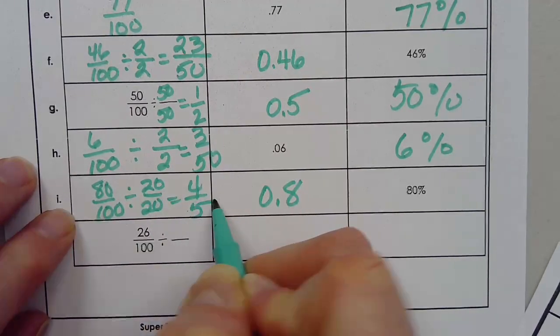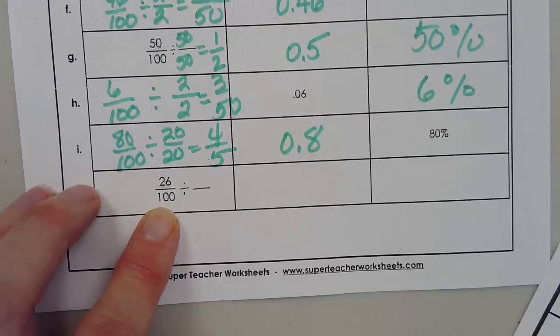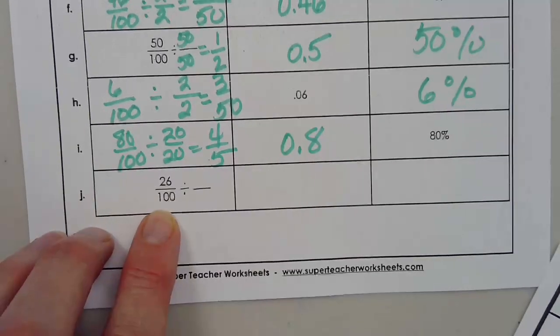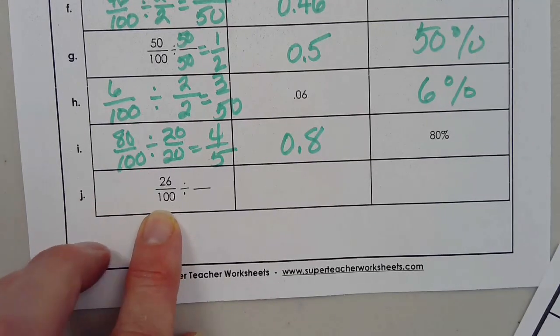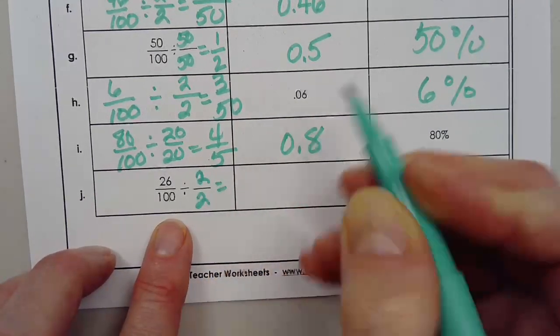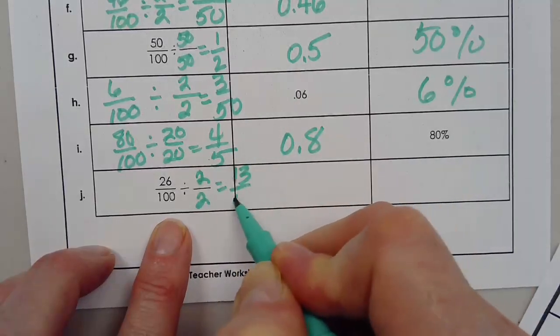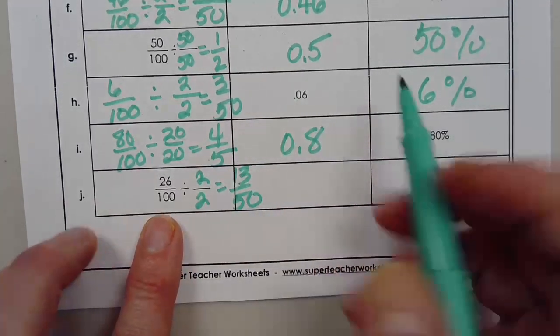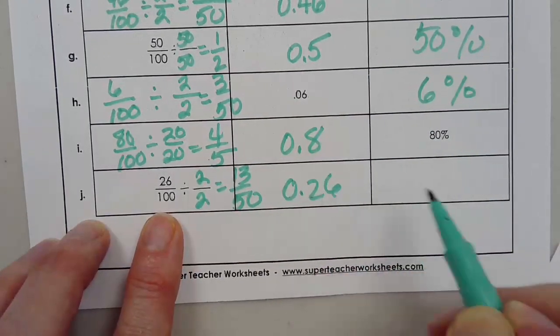Good. Last one, I had a lot of people saying, I can't think of anything that goes into both of these. I heard that from like 5 people. What can I divide by, Jalen? 2. They're both even. What's it going to equal? 13 over 50. What am I going to put for the decimal? And what can I put for the percent?